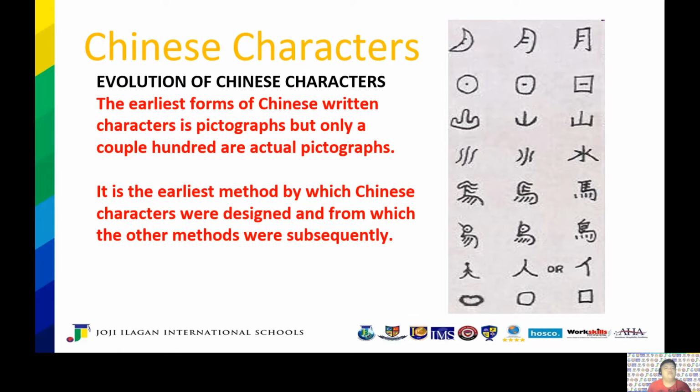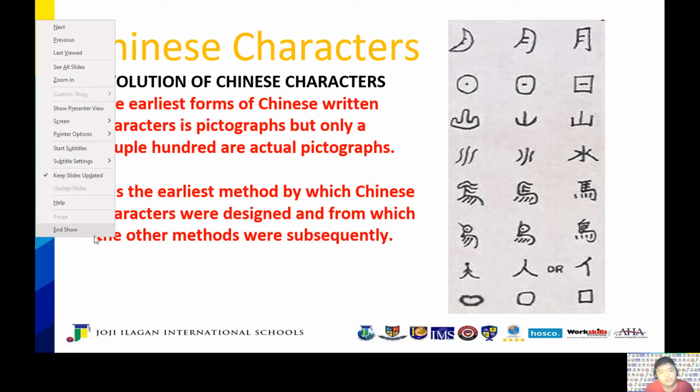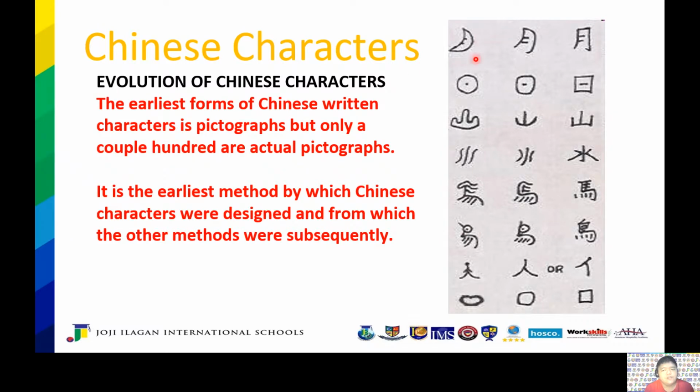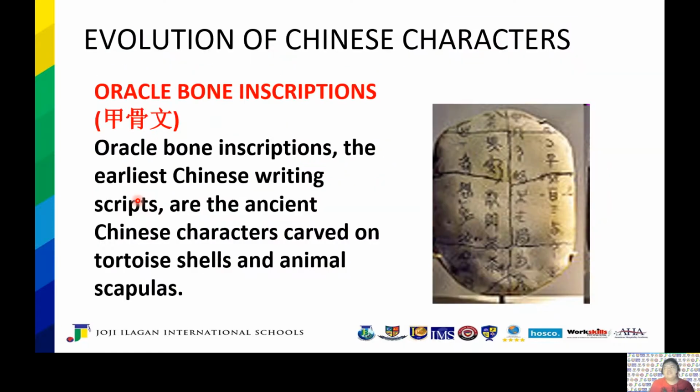So how did Chinese characters evolve? The earliest forms of Chinese characters are pictographs, but only a couple of hundred of them are actual pictographs, like pictures of actual phenomena. As you can see here, I'll show the pointer here. These are the early forms of characters and their modern form now. The earliest methods of writing Chinese characters were designed and formed, and from these other methods were subsequently formed. So let's first talk about the evolution of the Chinese characters.